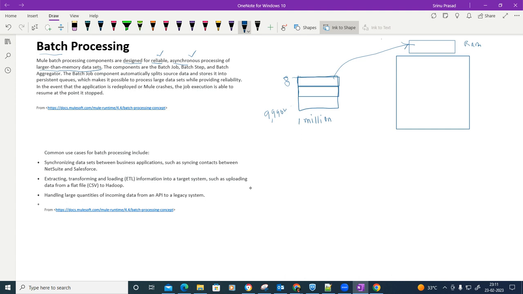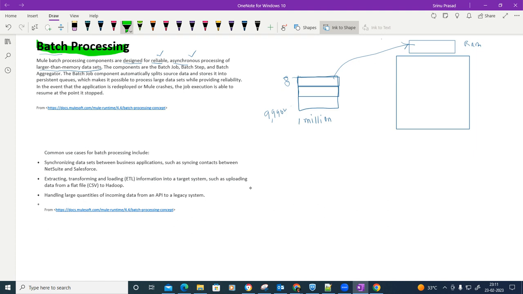So we need a mechanism. You want the system to be more reliable, to handle crashes and errors efficiently. Batch processing in Mule addresses all these issues. We can manage our memory requirements by loading records in batches, we can process the records in parallel, and in case of crashes or errors, we can manage them efficiently. So batch processing is the right candidate to do all these things.